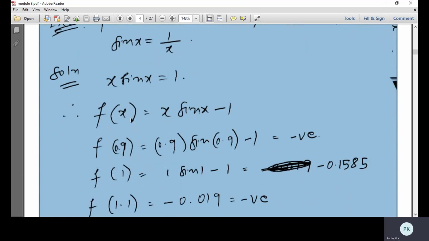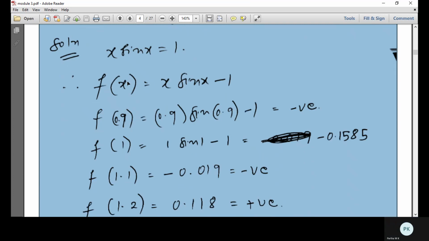Now I told you, you have to choose two numbers. So let us put x is equal to 0.9. Wherever x is there, put x is equal to 0.9. Here, x is 0.9, sin of 0.9 minus 1. Calculate this value. You will get negative value. You check it. Note the important point, sin x should be in radians.